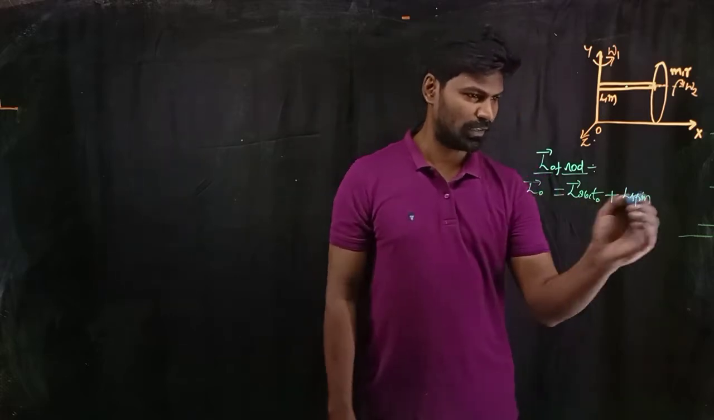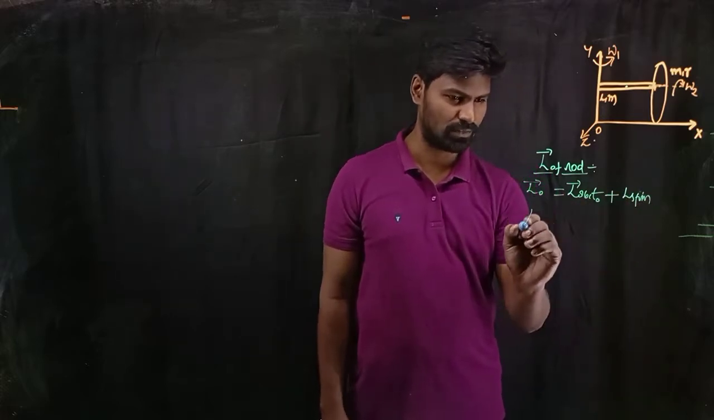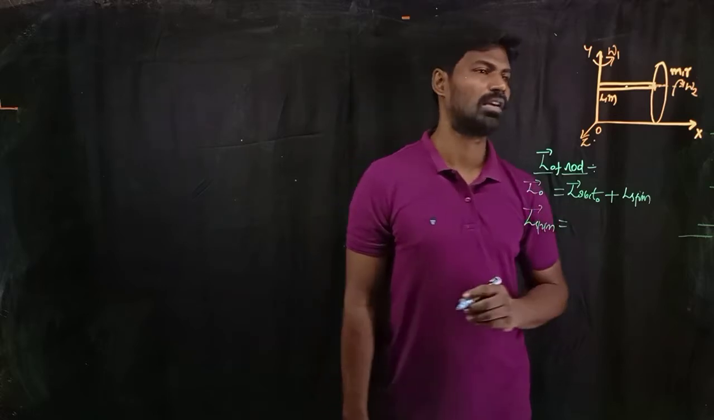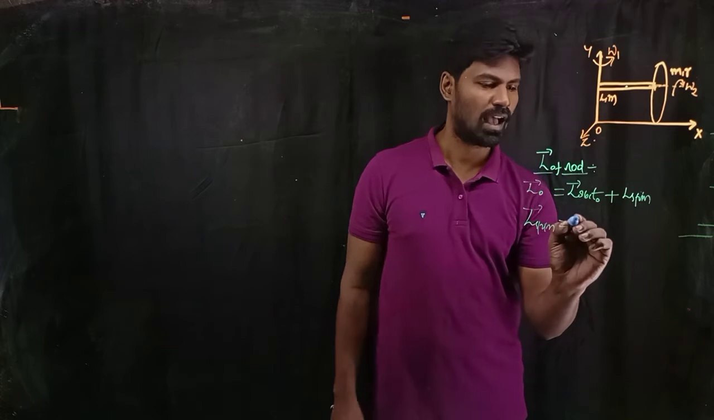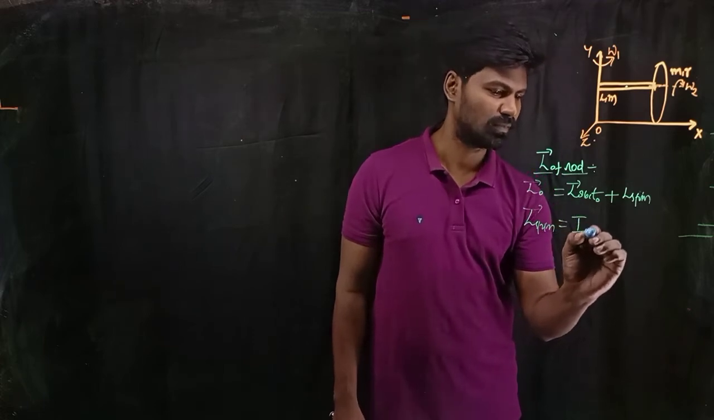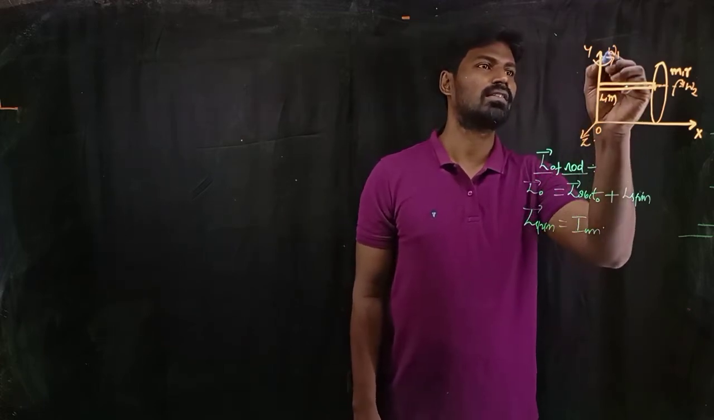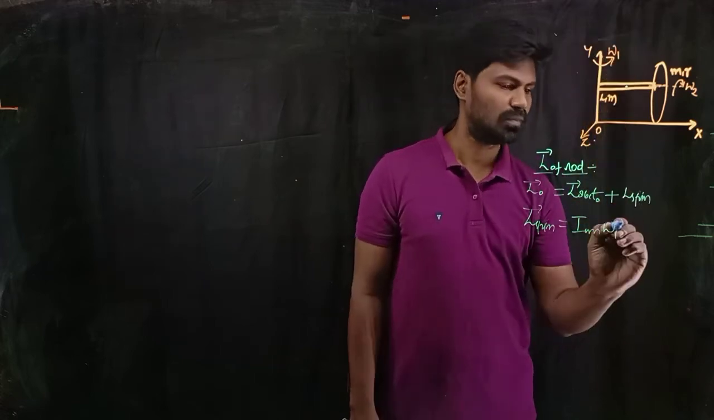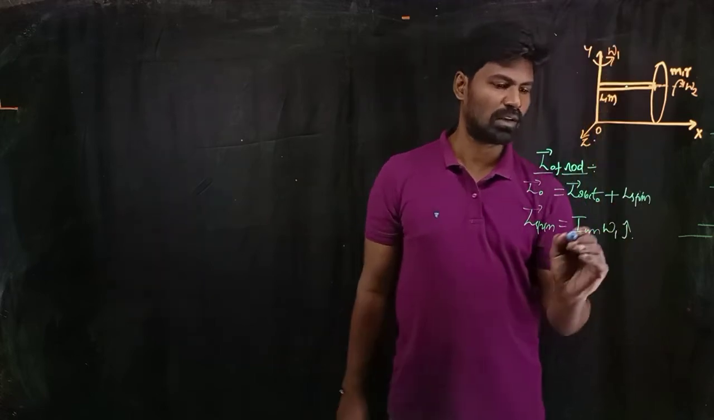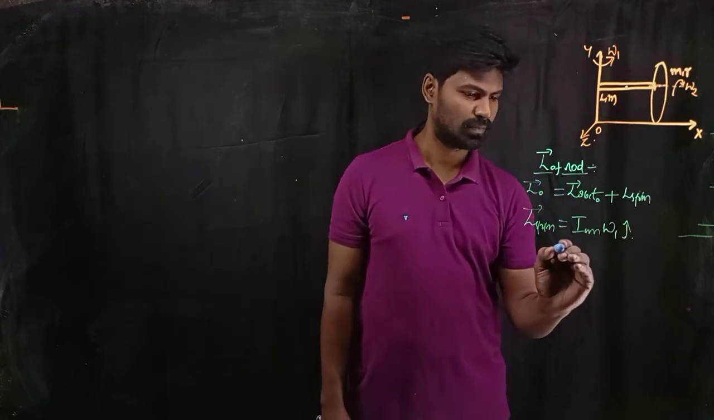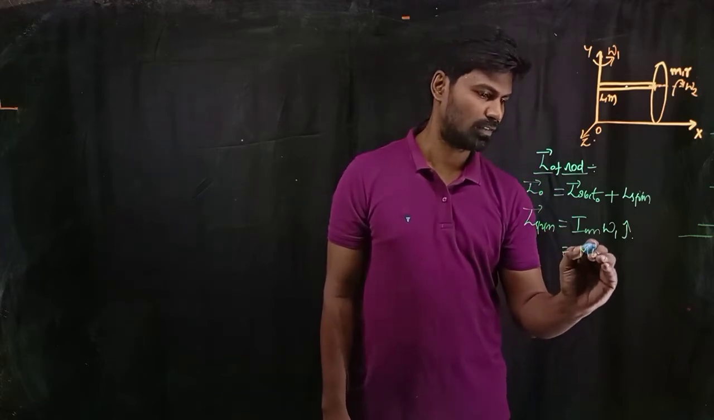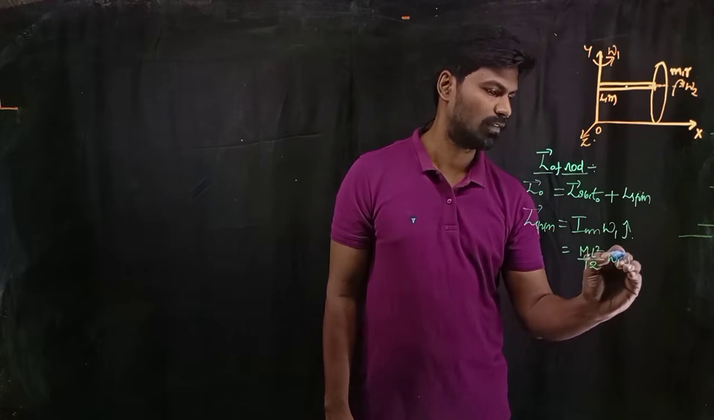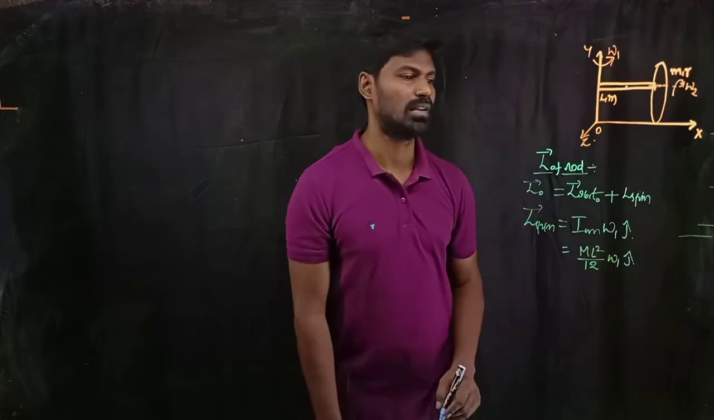So I am splitting into two steps. First, I am calculating spin angular momentum of the rod. L spin is equal to, what can I write? Spin angular momentum is I center of mass into the angular velocity with which it is rotating, omega 1. It is pointed in j cap direction. So what is I center of mass? m L square divided by 12 into omega 1, which is pointing in j cap direction.